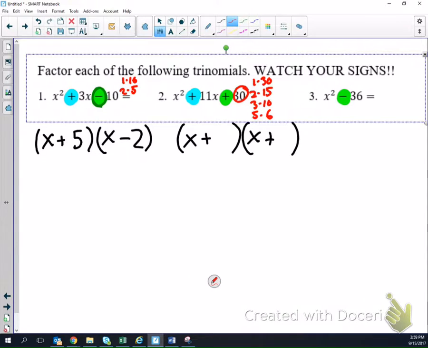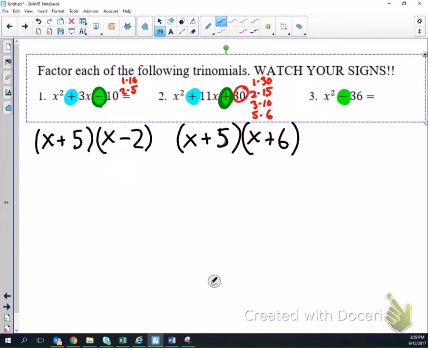Now, from that list, I want to figure out what, using addition, is going to combine to make an 11. All right, well, 5 plus 6 is the one that will combine. Both of these are add, and so it's really not important where I put the 5 or where I put the 6. But the factored form, x plus 5 times x plus 6.